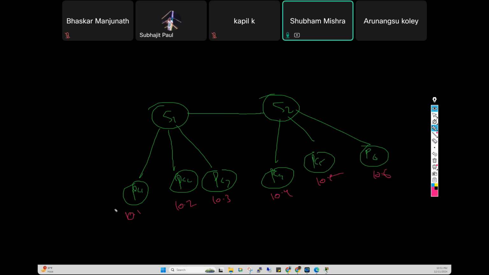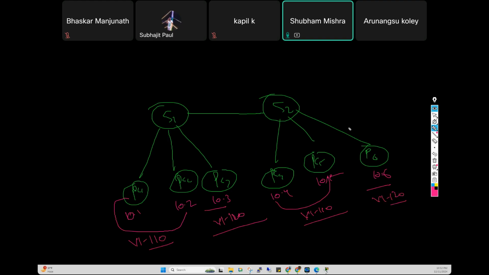Fine. For example, these two are part of VLAN number 110. This is part of VLAN number 120, that is again VLAN number 110, and that is again VLAN number 120. Clear? It means these two are part of VLAN 110. That is 120, 110, 120. Clear, guys? Anyone here who does not understand? Okay, sir.